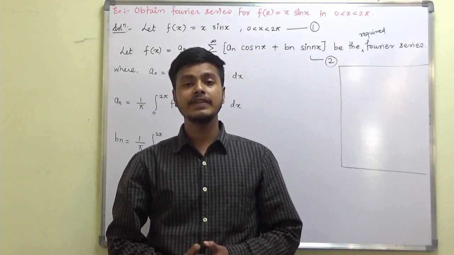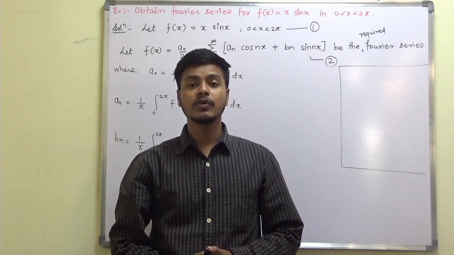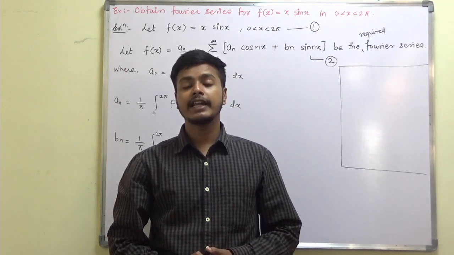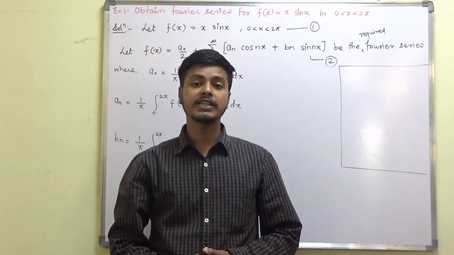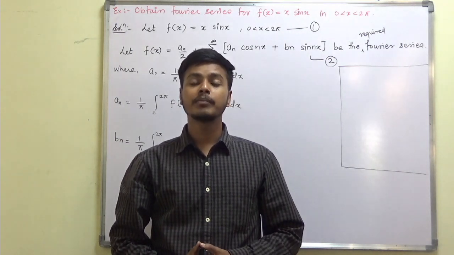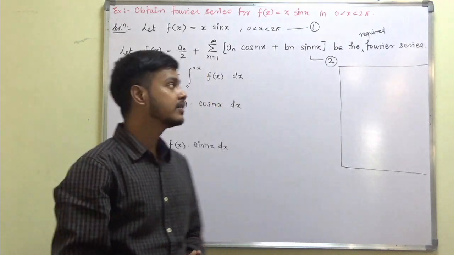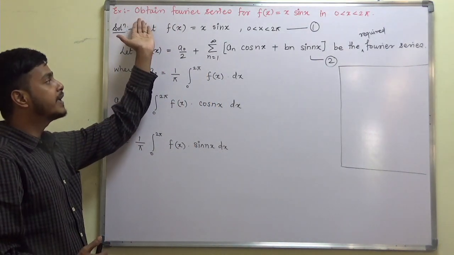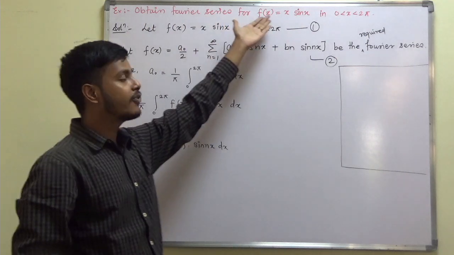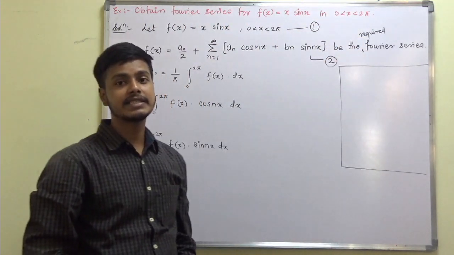In the last learning video, we started the second case of the Fourier series expansion for the given function, and in that second case we took one example. Now, continuing the same topic but with a different variety of example: obtain the Fourier series for f of x equal to x sin x in the interval 0 less than x less than 2 pi.